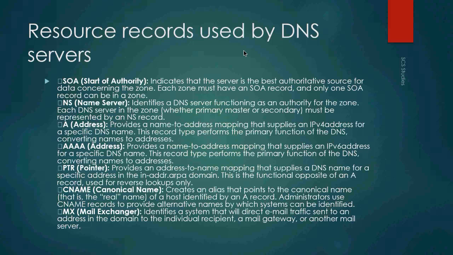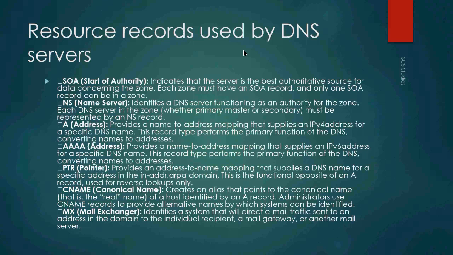Next is CNAME, canonical name. It creates an alias that points to the canonical name, that is the real name, of a host identified by an A record. Administrators use CNAME records to provide the authoritative name by which the system can be identified. Okay, CNAME is basically used to identify the exact or the original server name.